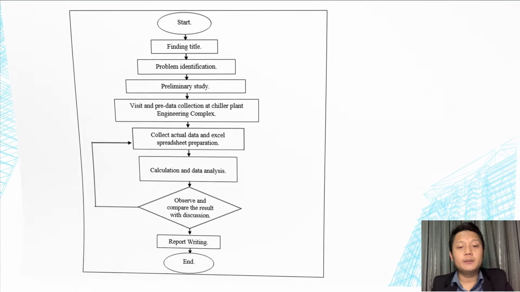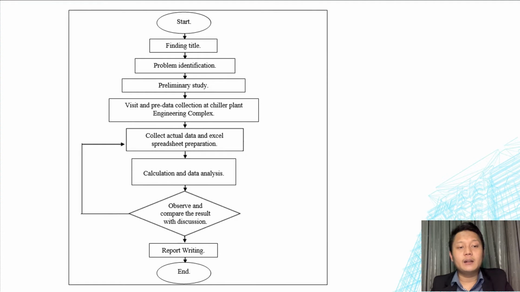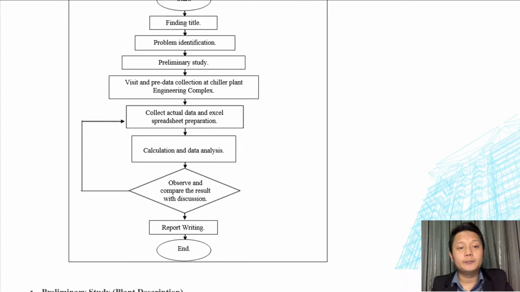For the methodology, here is my flowchart of methodology. After finding the title, I go to the problem identification and do the preliminary study, and then visit and pre-data collection at the chiller plant at the engineering complex, but it was postponed due to COVID-19. Next is to collect actual data and prepare the Excel spreadsheet, calculation and data analysis, observe and compare the result with discussion, report writing, and end.